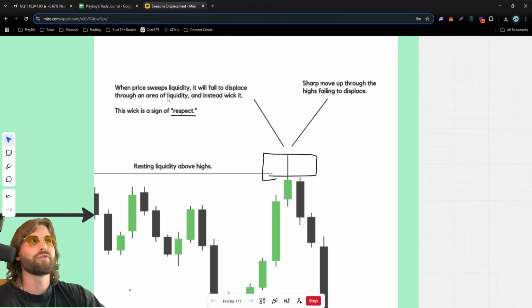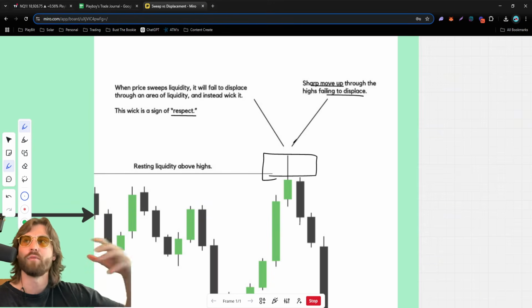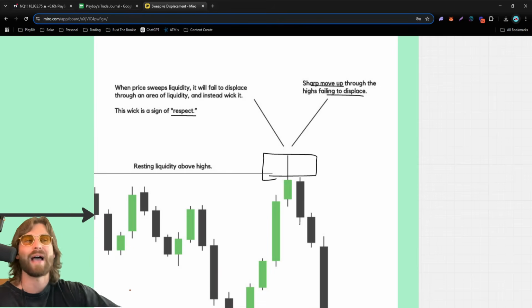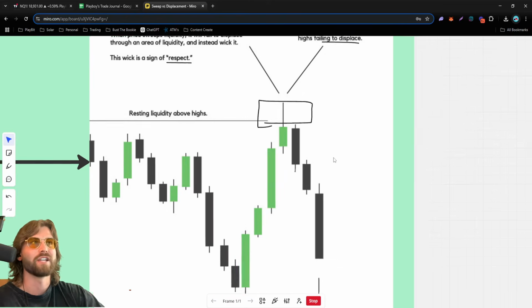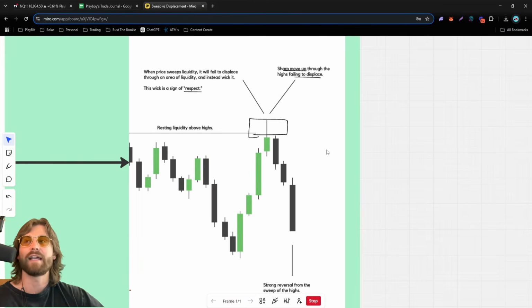A sharp move through the highs, right? Here's a sharp move through the high, failing to displace, which means failing to close above. So we come up and take all of those buy stops. They're buy stops at the highs because all the shorts have to buy back their positions. And immediately we fall back down into the range. This is an easy sign of a sweep.